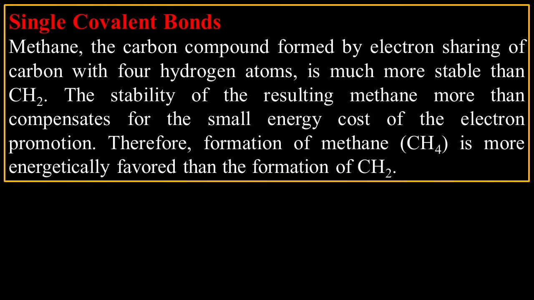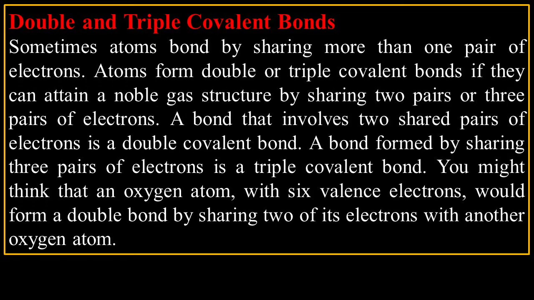That was in the former slide. Methane, the carbon compound formed by electron sharing of carbon with 4 hydrogen atoms, is much more stable than CH2. The stability of the resulting methane more than compensates for the small energy cost of the electron promotion. Therefore, formation of methane, CH4, is more energetically favored than the formation of CH2.